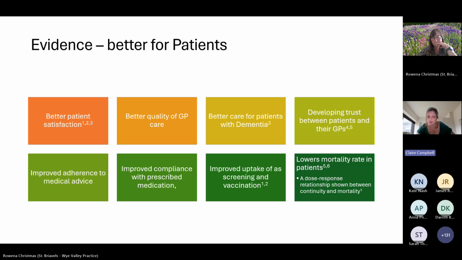Continuity is associated with developing trust between patients and their GPs, reducing anxiety due to a sense of security, and then we've got trust enabling earlier disclosure of symptoms and patient concerns. We've got an improved adherence to medical advice and prescription medication, which leads to a reduction in medicines waste. And then the uptake of personalised preventative medicine increases, such as screening and vaccination.